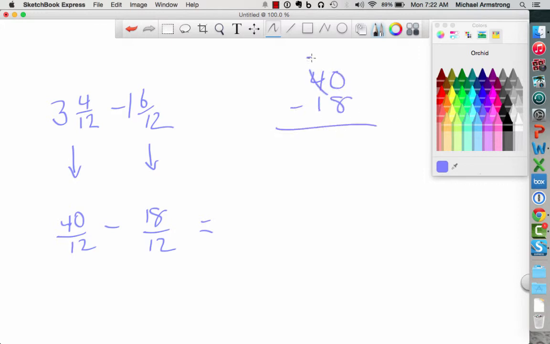You got to rename that one. 22, which is 1 and 10/12, which is 1 and 5/6.